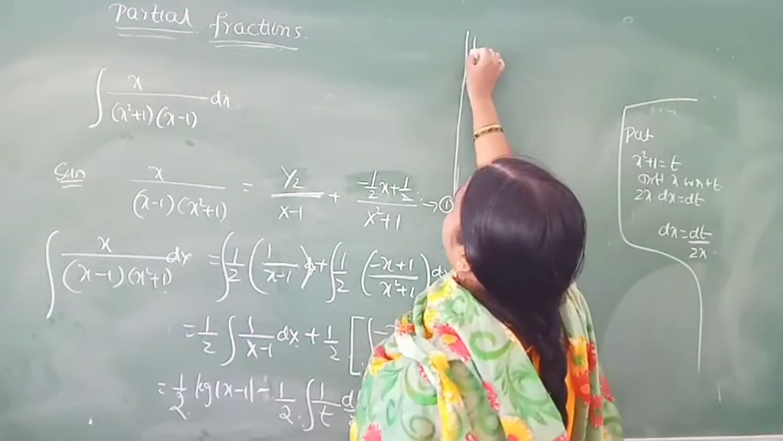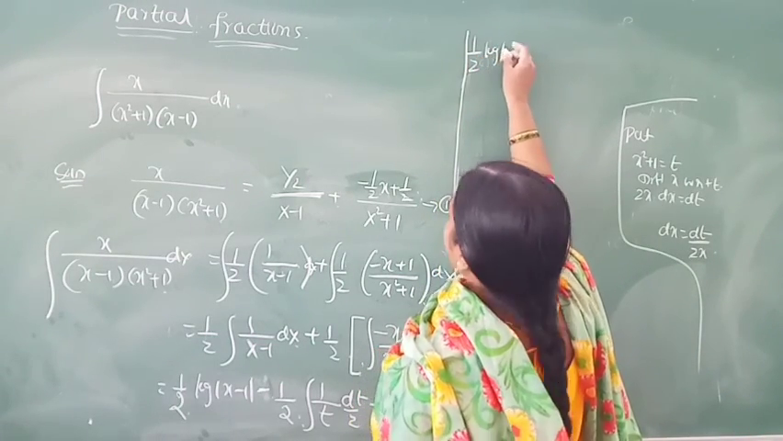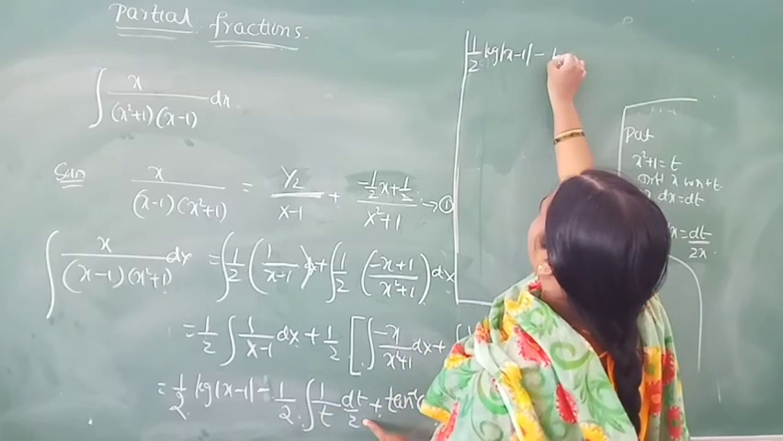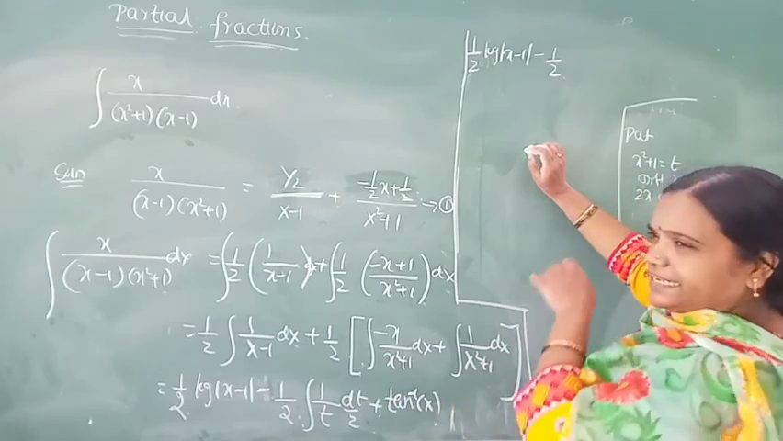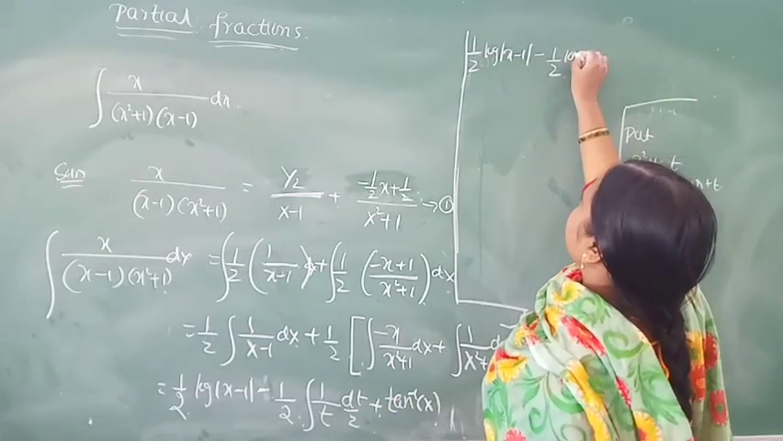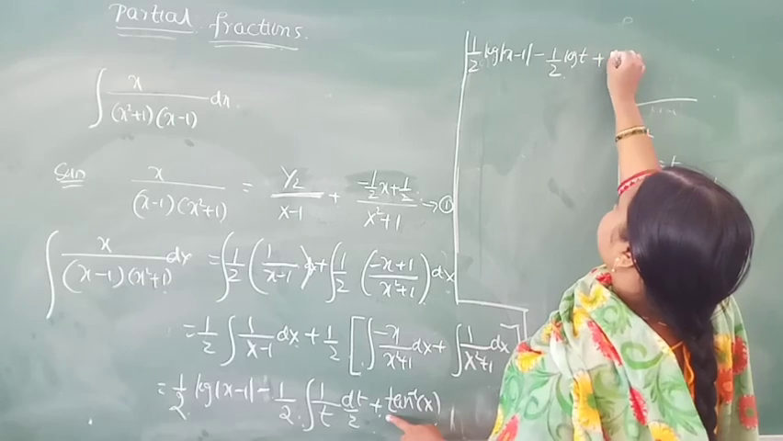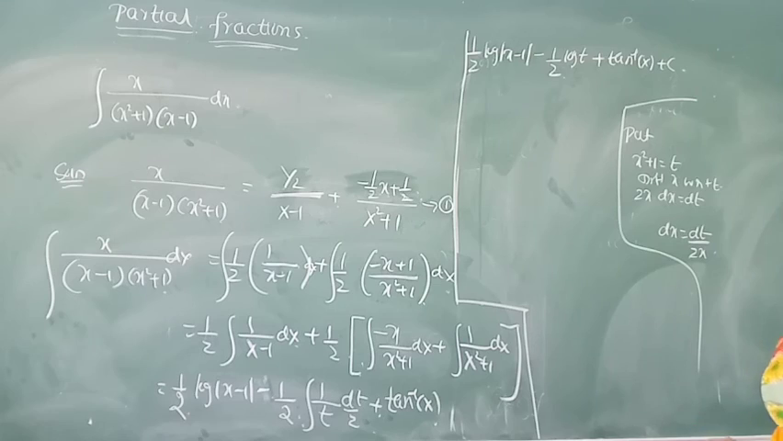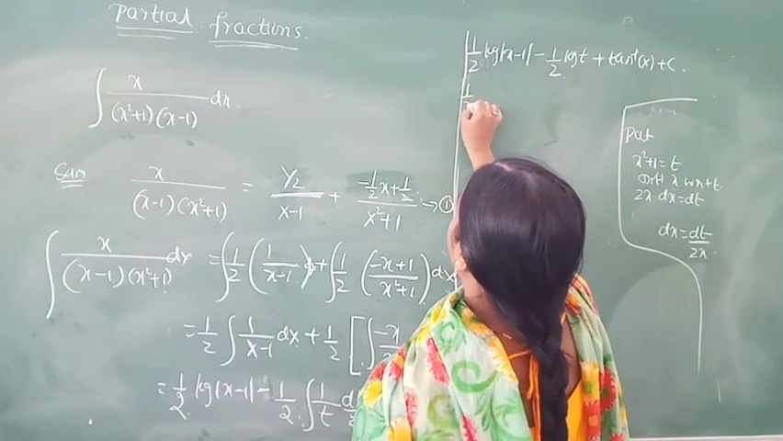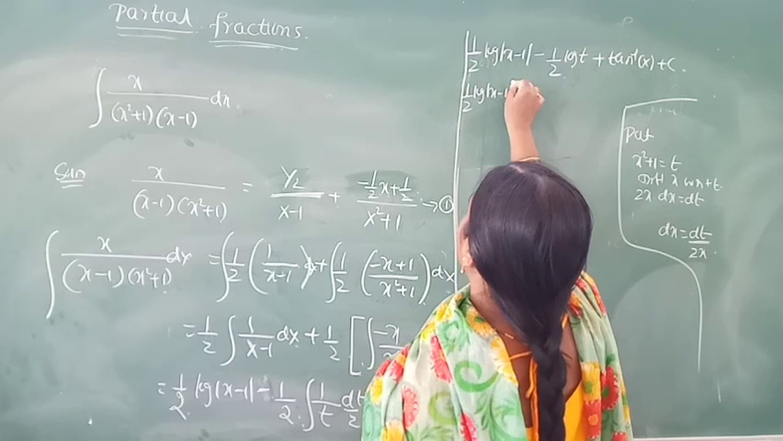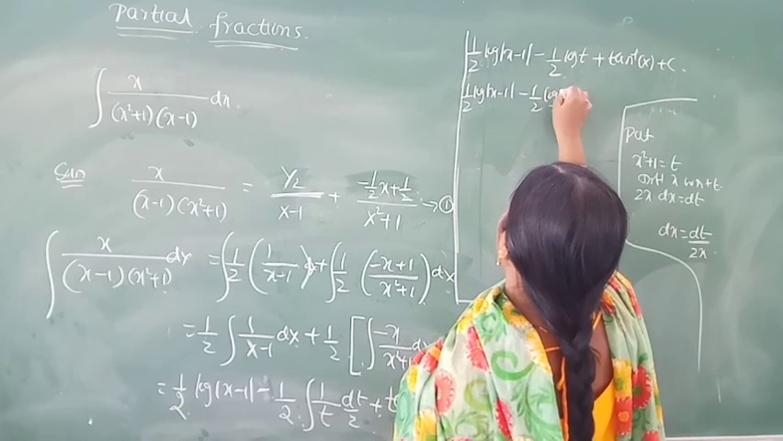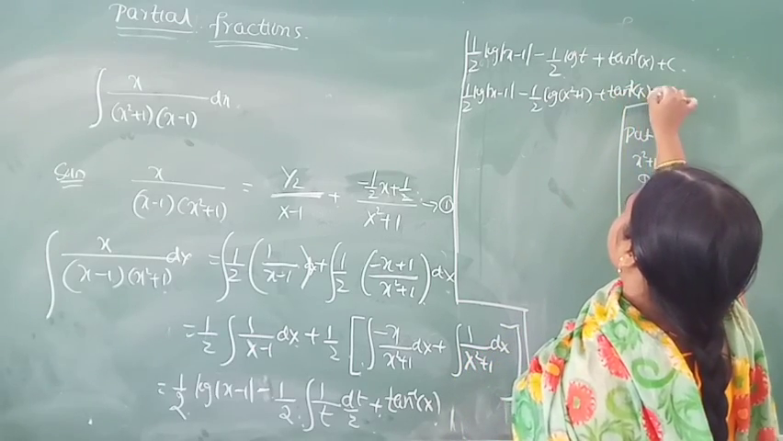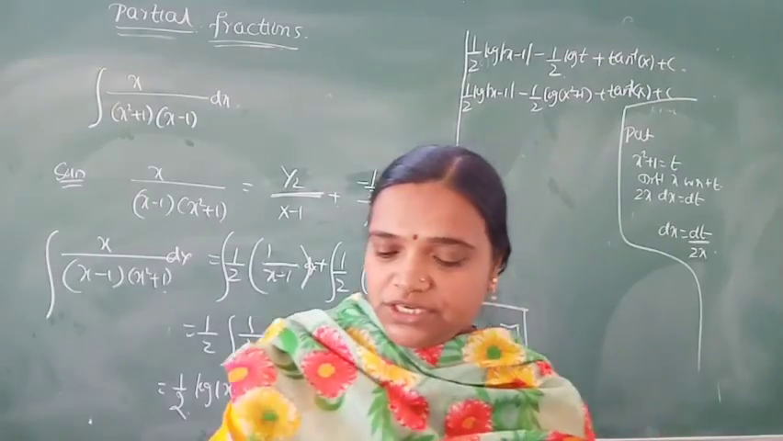This is 1 by 2 log of modulus of x minus 1, minus 1 by 2 into 1 by 2, that is 1 by 4, and integration of 1 by t is log t, plus tan inverse x plus c. Replacing t in terms of x, we get 1 by 2 log of modulus of x minus 1 minus 1 by 2 log of x square plus 1 plus tan inverse x plus c. Okay, in this way we can do the examples.